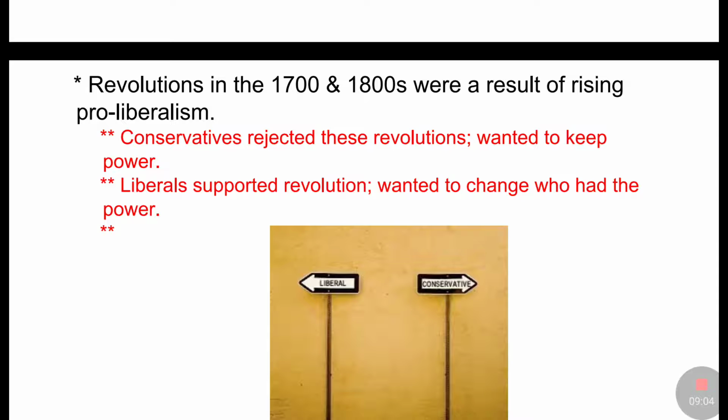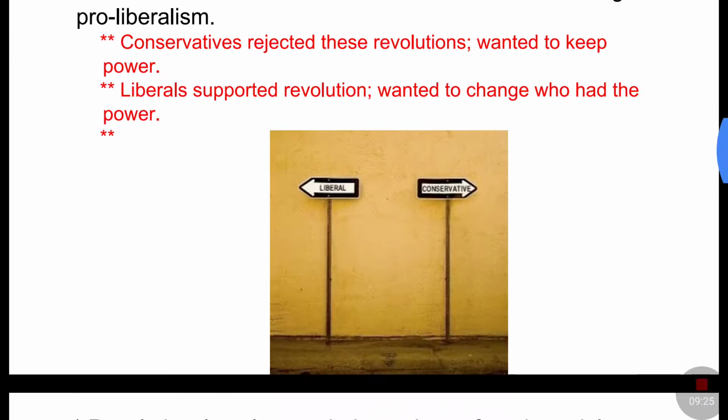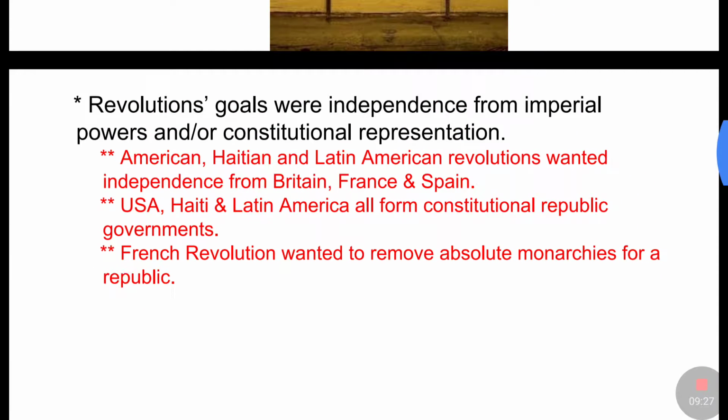So by the late 1700s and throughout the 1800s, we're going to see a whole bunch of revolutions. People are going to demand these changes, and they're going to rise up against the government to try to make these changes come true. Right. So the conservatives are going to try to stop the revolutions from occurring, and the liberals are going to want the revolution to occur. So what are the goals? Well, there's different goals, right? Depending on which country we're looking at, which revolution we're looking at.